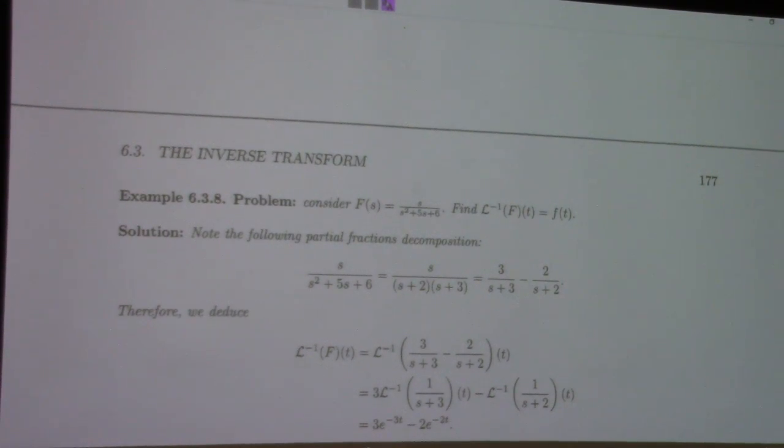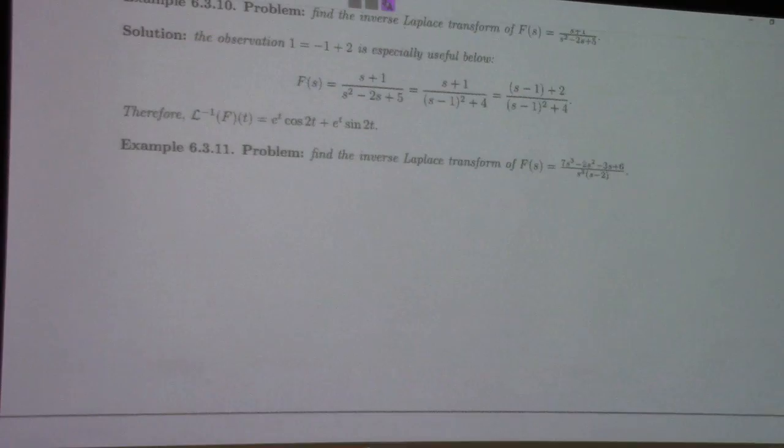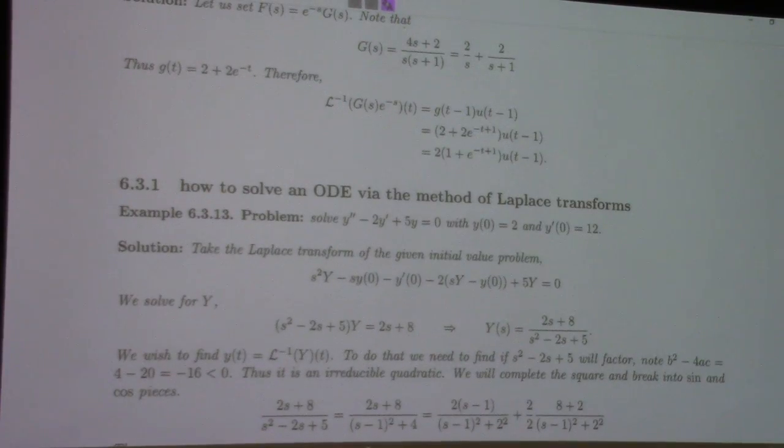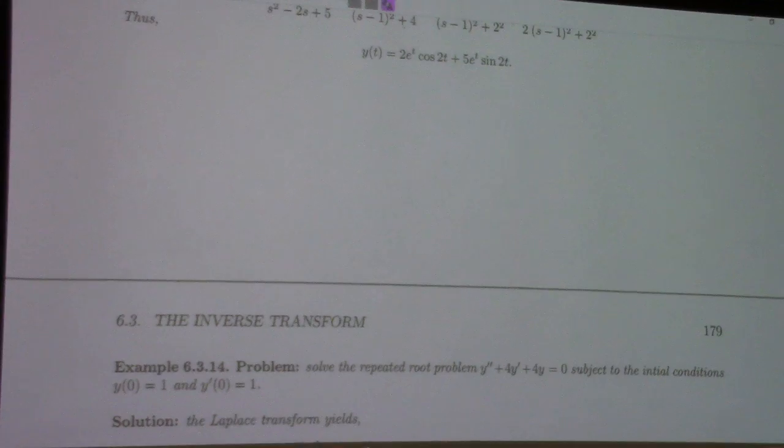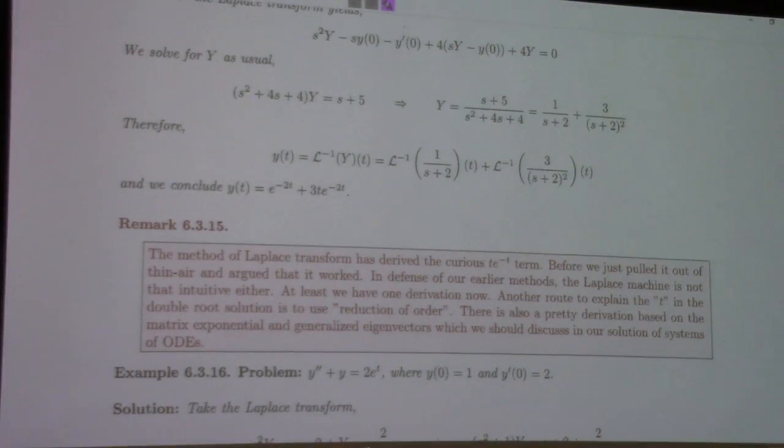So these notes are very presidential. All right. Finally, an example. Not the one I want, though. All right.